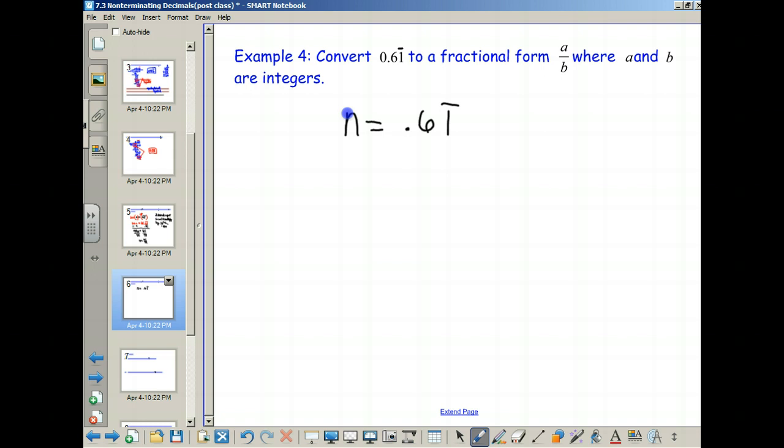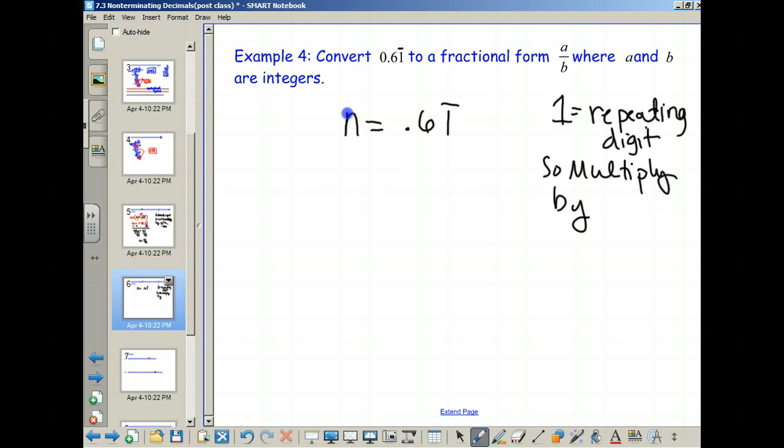So how many digits are repeating? 1 digit. Okay? So 1 repeating digit. So we'll multiply by what? 10 to the 1, which is 10. We're going to multiply by a power of 10 that reflects the number of repeating digits. Okay, so multiply both sides by 10. So on the left, I have 10n.